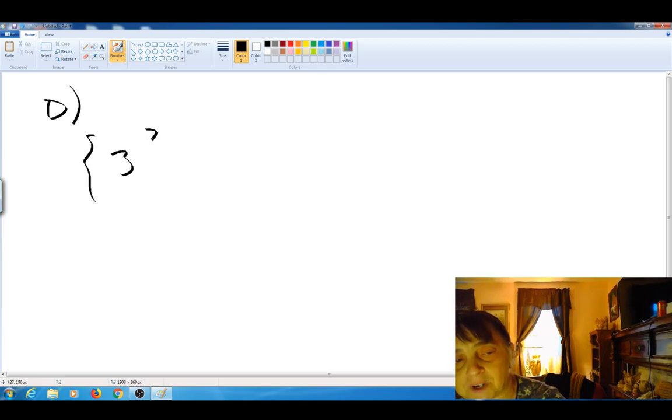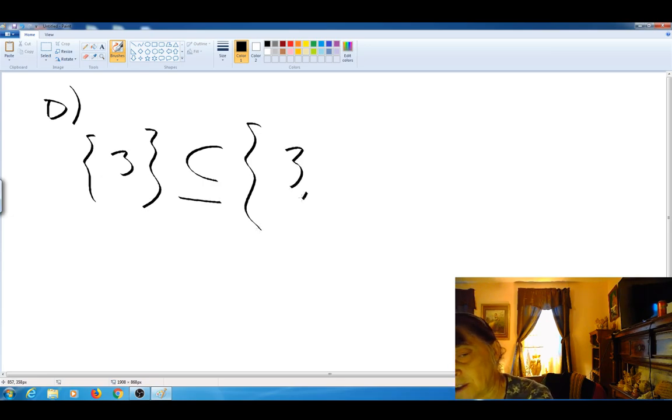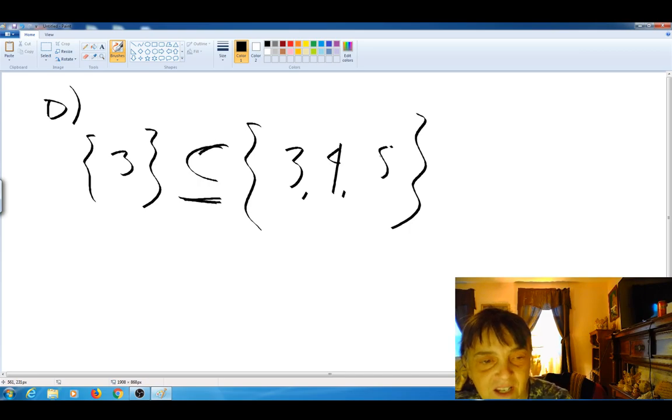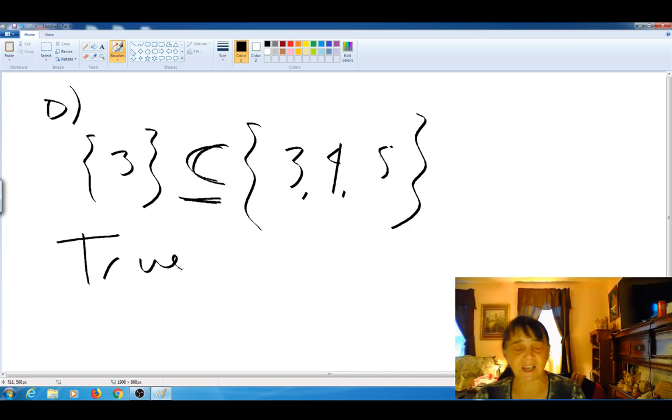Is the set {3} a subset of the set {3, 4, 5}? This symbol right here is subset. That is true. To be a subset, it has to be a set itself and has to be part of that set. So it is true. We've gone over subsets in class.